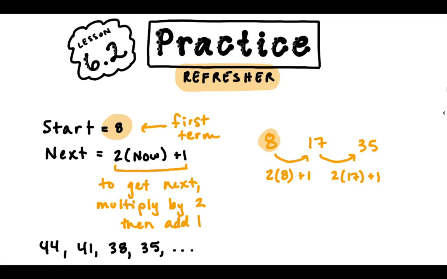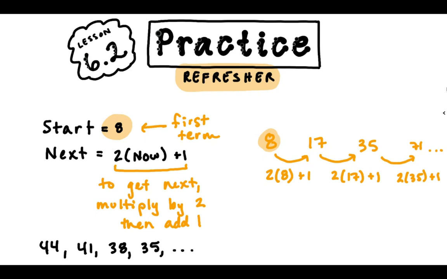And then finally, if we wanted to keep going, we'd keep doing that. So now to get the next term, we'd multiply 35 by 2 and then add 1. 35 times 2 is 70, plus 1 is 71, and you could keep going. So that's how you could generate the whole sequence a term at a time.